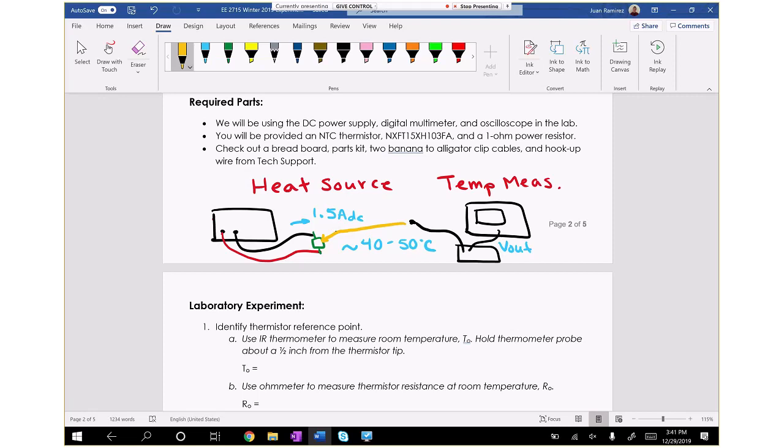And why is that? That's due to the thermal time constant of the thermistor. So we're waiting for the heat source to reach steady state temperature. We're not looking to analyze the thermal time constant of the power resistor. We're trying to analyze the time constant of the thermistor, otherwise known as response time.